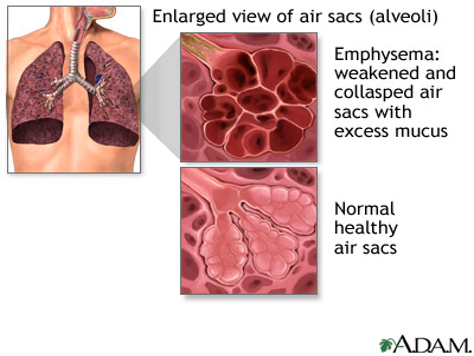Here we can see once again an enlarged view of the air sacs known as alveoli. On the bottom part of the picture, you can see what nice, normal, healthy air sacs should look like. And on the top part of the picture, you can see the air sacs as a result of emphysema. So we have weakened and collapsed air sacs with excess mucus production, and that winds up impacting the overall exchange of carbon dioxide and oxygen.